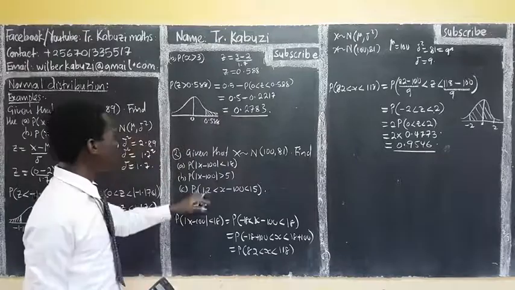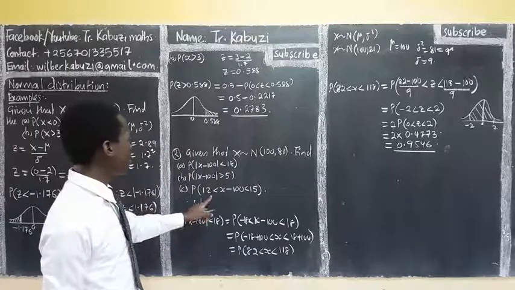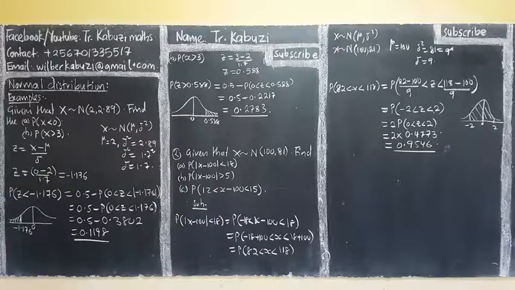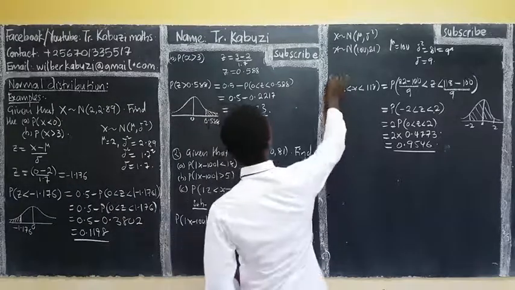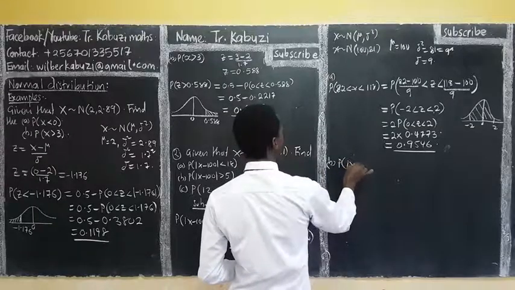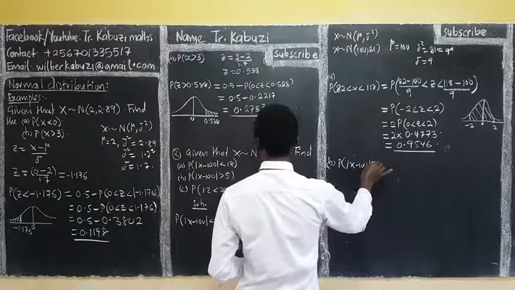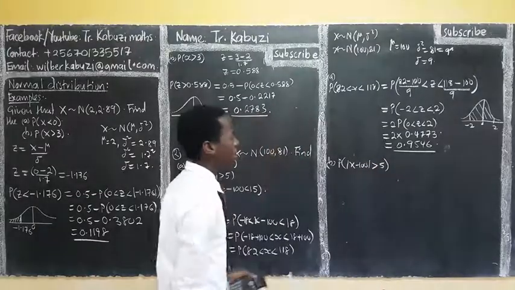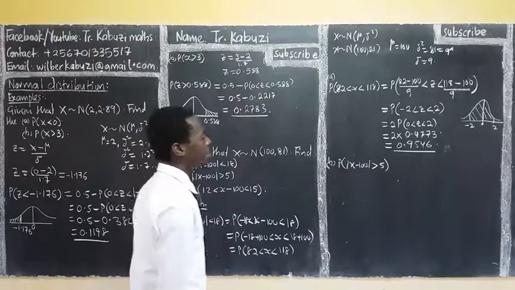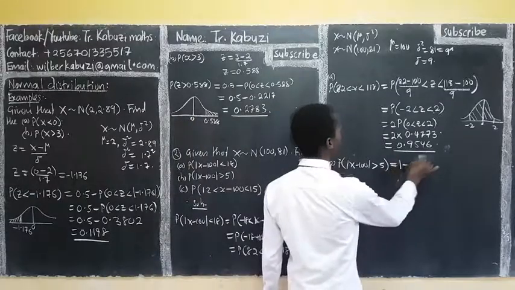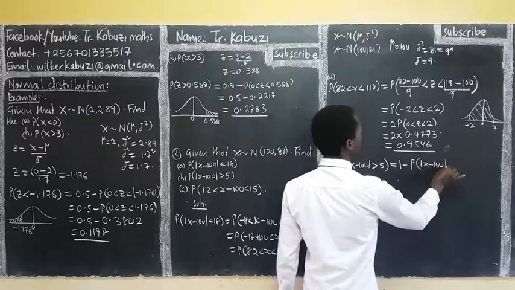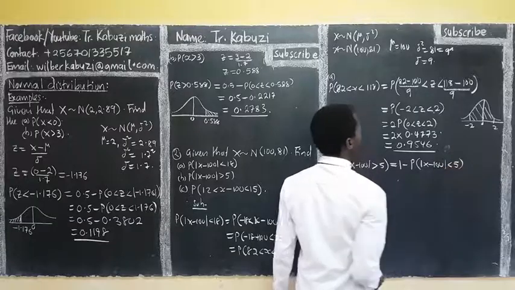This one is a bit different, but use the same idea. Now I come to part B. They are giving me the probability of the modulus of x minus 100 greater than 5. This one is greater. You can't interpret it the way we interpreted the less-than case. So this is the same as 1 minus the probability of the modulus of x minus 100 less than 5.